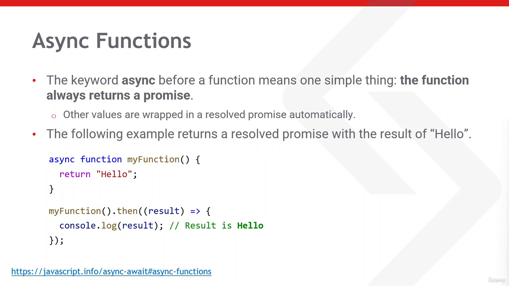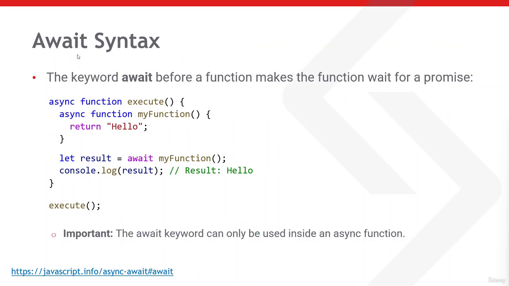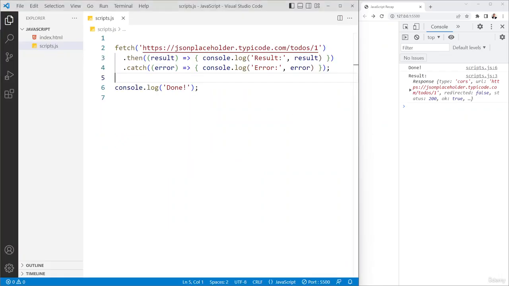Or another way for me to consume a promise would be using the keyword await. Instead of using callback functions for the methods then and catch, I would simply use the keyword await, and that would take care of the then method inside my promise. Let's make an example. Let's go back to the code.